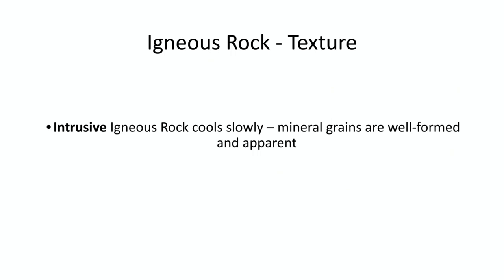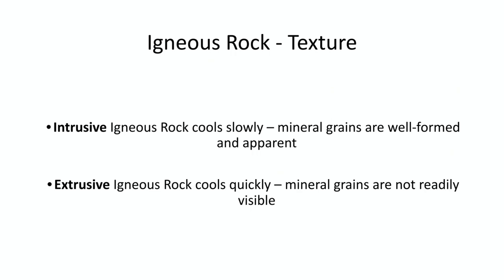Intrusive igneous rock, because it's inside the earth, loses thermal energy very, very slowly. And so mineral grains are well formed and very easy to see without any kind of magnification. Extrusive, the liquid rock has exited the earth.